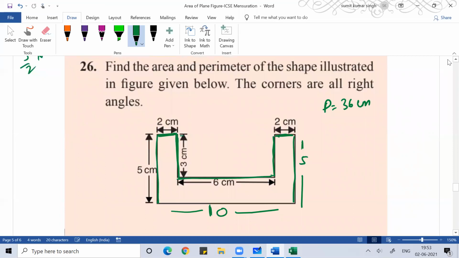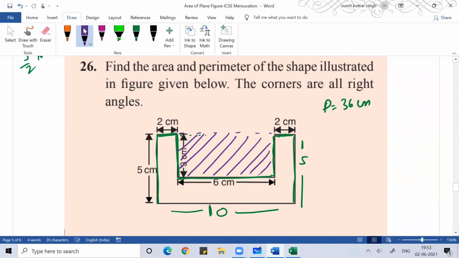Area, I just draw this imaginary diagram. Sir, you can draw imaginary lines and make it into a rectangle. So if I deduct this area from the complete area, this is 10 and this is 5, so this total will be 50 minus this is 6 and this is 3. 3, 18. So if you subtract 18, you get 32 centimeters square. That would be your area. Yes, sir.